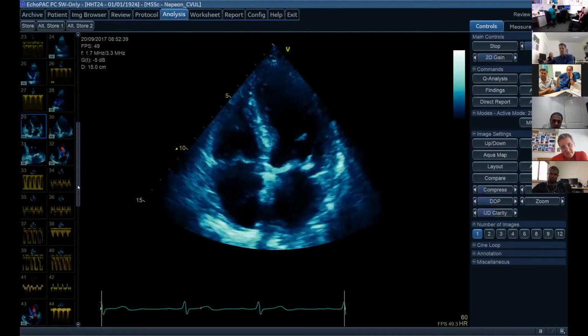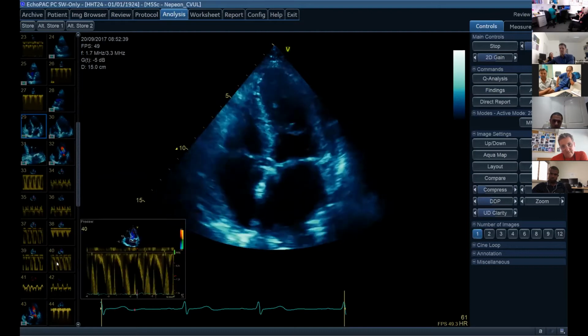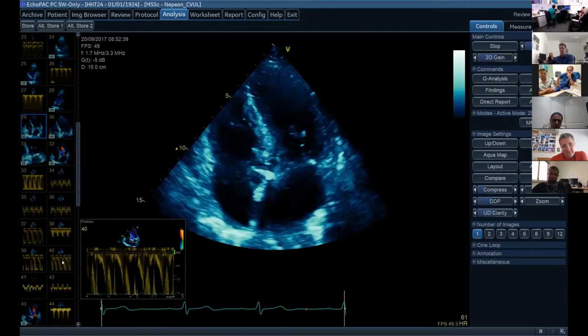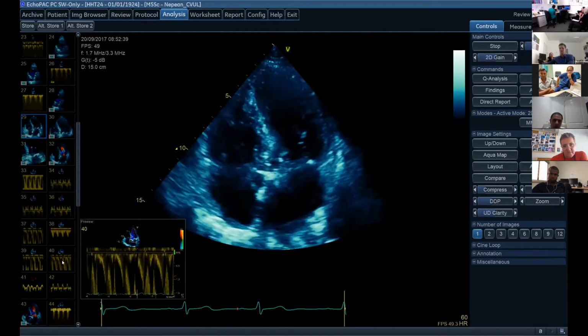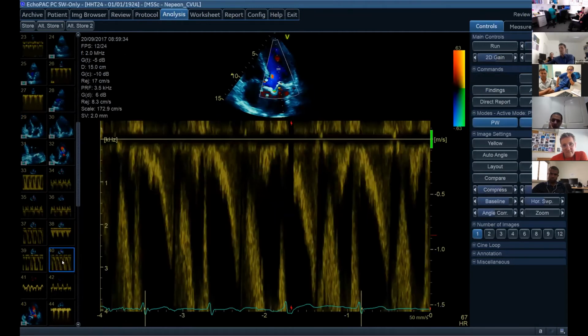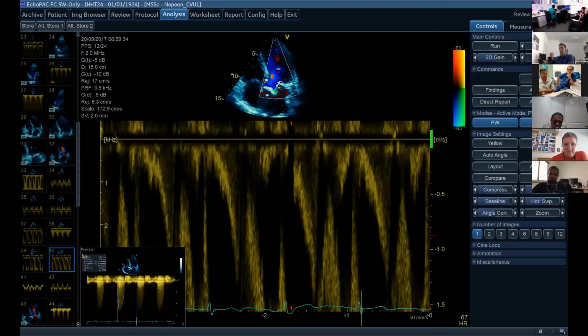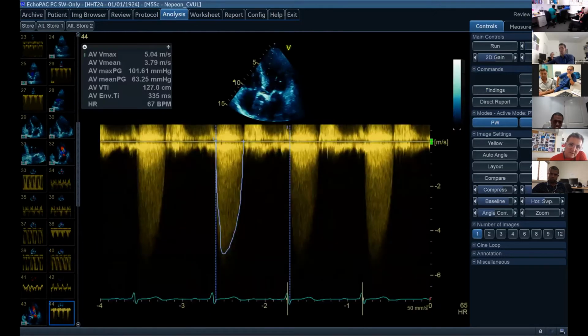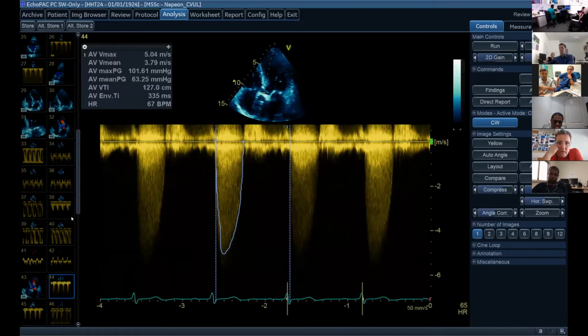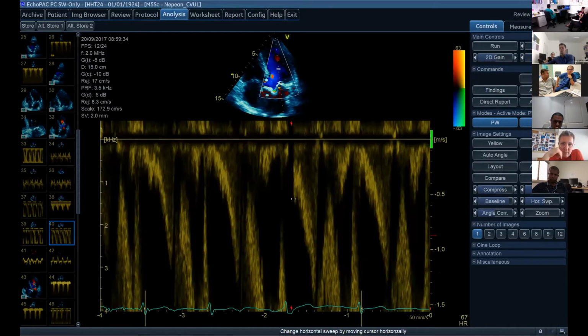And we can start looking at the gradients across the LVOT and the valve. Fantastic. All right, let me show you. All right. Whoever's talking, go for it.